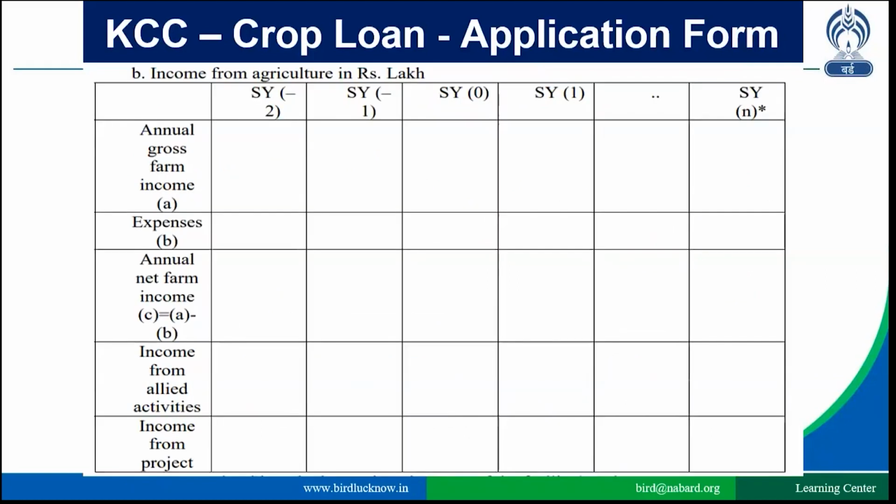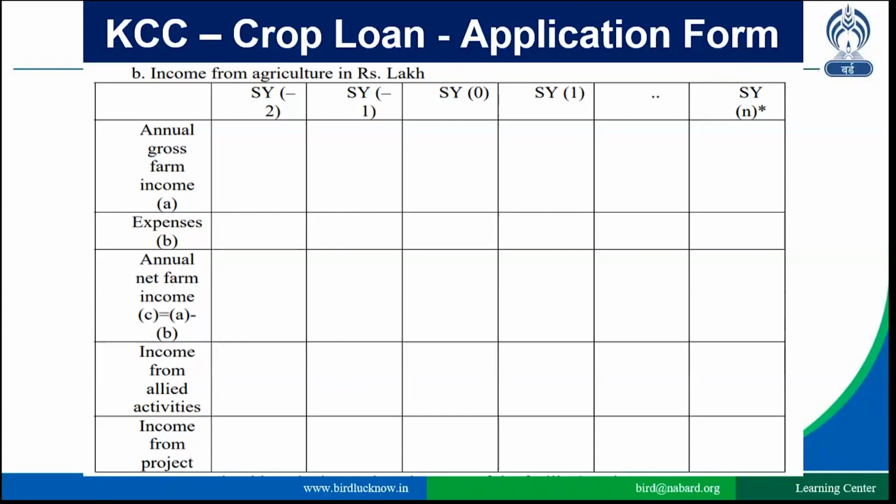No, a bank cannot put a cap on the number of beneficiaries for KCC, because Kisan Credit Card is a bank product, and if a farmer is eligible, they should get the KCC. There is no cap. Now, income from agriculture, this is the format.